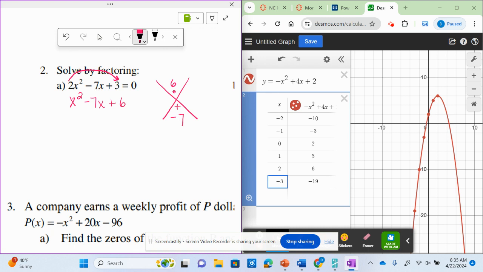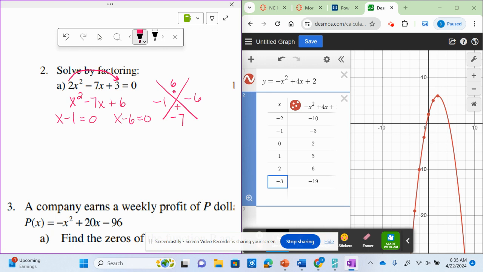My product is C, and my sum is the B term. So what are my 2 numbers that multiply to give me a +6, but when I add them, I get a -1 and -6. So x minus 1 equals 0, or x minus 6 equals 0.